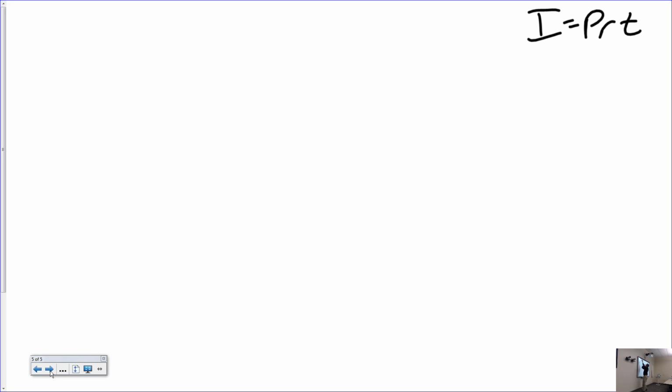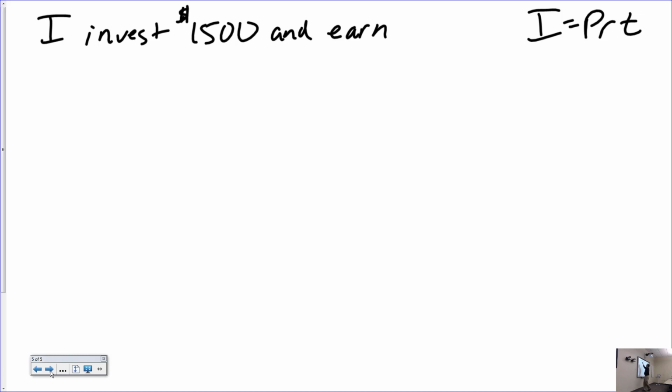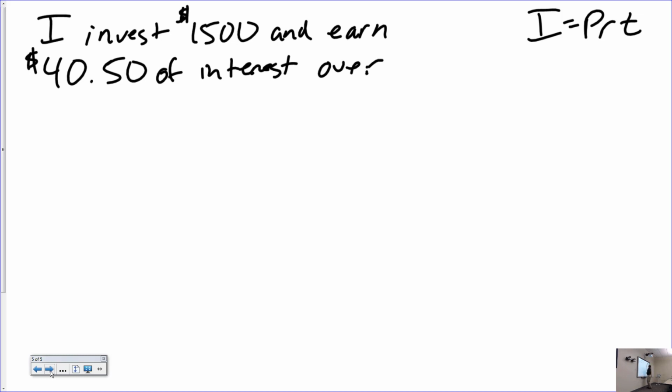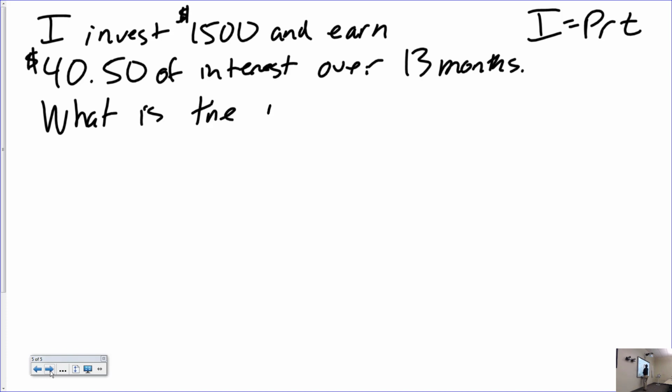All right, so here's a new problem. Let's suppose that I invest $1,500 and earn $40.50 of interest over, let's say, 13 months. What am I going to ask you for? What's missing? What is the interest rate?